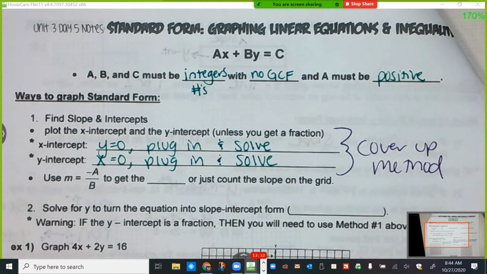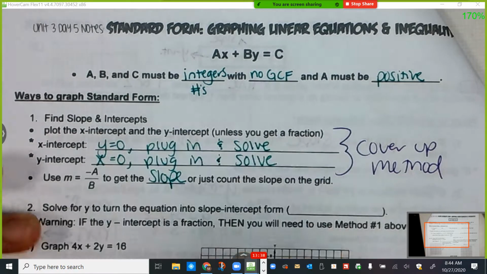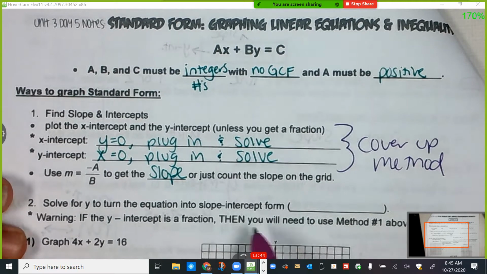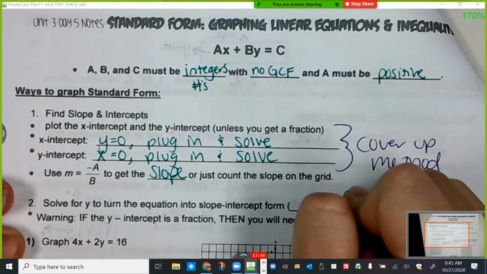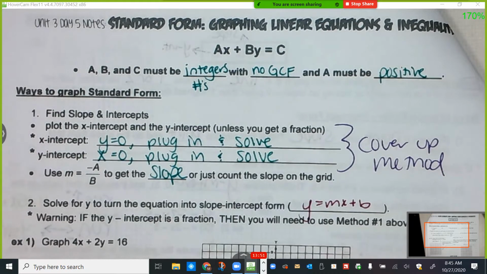Now you can also find your slope. It's negative a over b to get the slope. Now, we do tell you that if you wanted, you could solve for y and put it in y equals mx plus b form and do what we did on the front. So if that's more comfortable for you, you do you. Cover-up method, in my opinion, is easier and quicker.